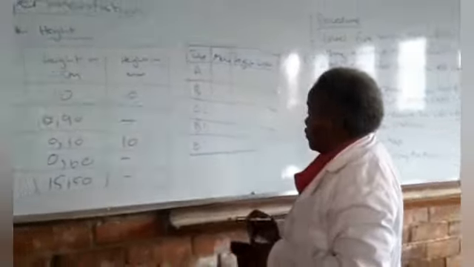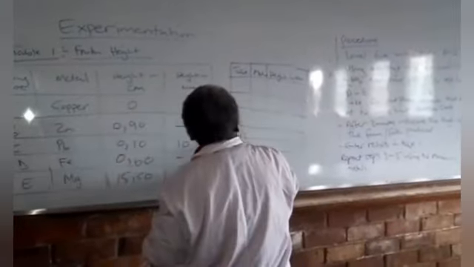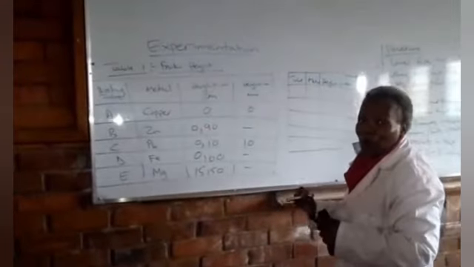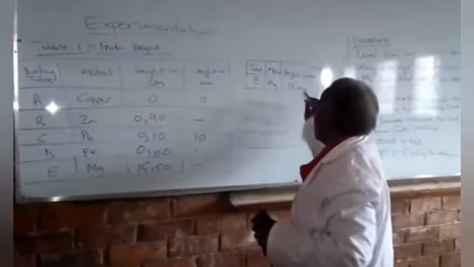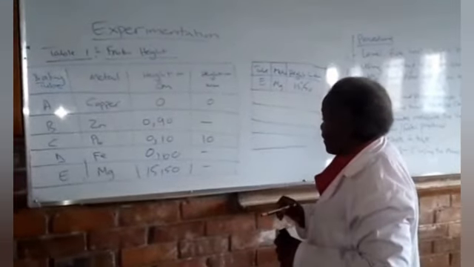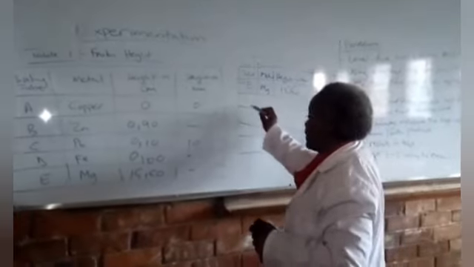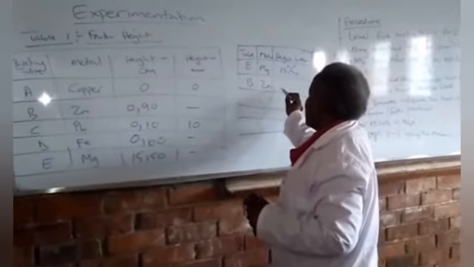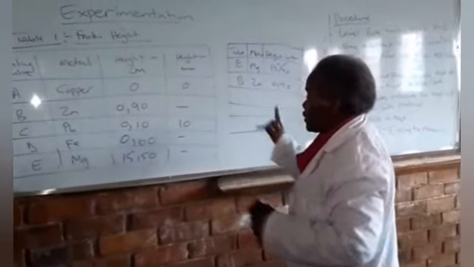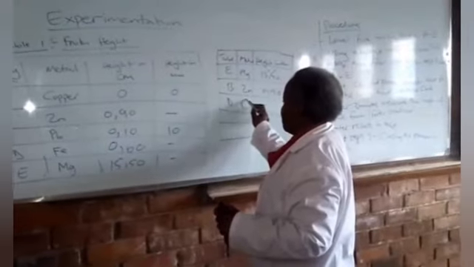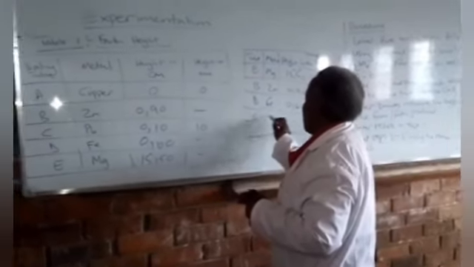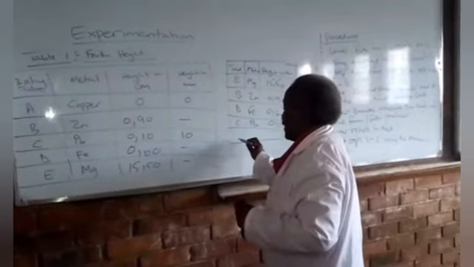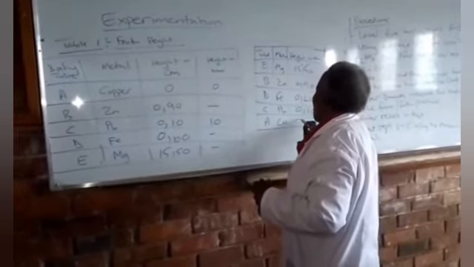Okay, so let's put the tubes now in order. The one with the highest is tube E. Okay, the metal, magnesium, with 15.5. Then followed by zinc, which is B. It had 0.90. This was followed by iron, which is D, which is 0.60. And this was followed by C, Pb with 0.10. And the least, A, copper with 0.